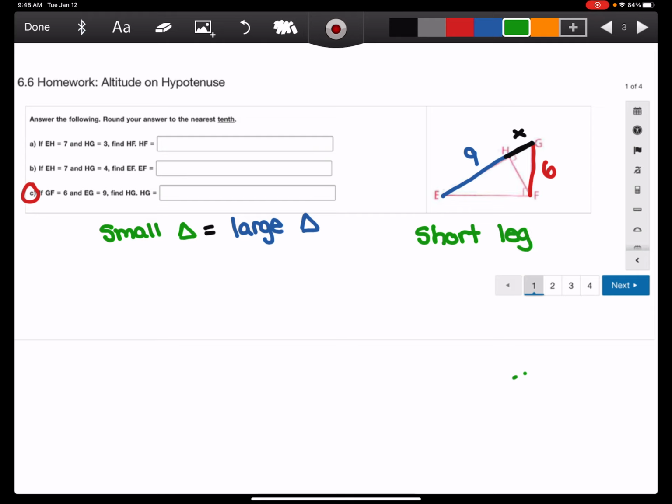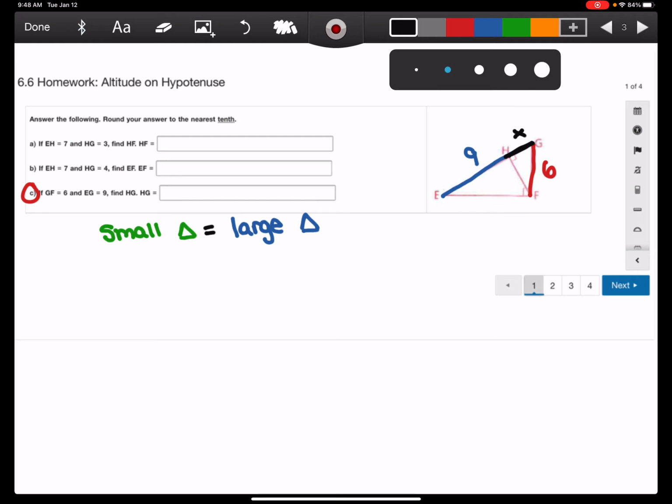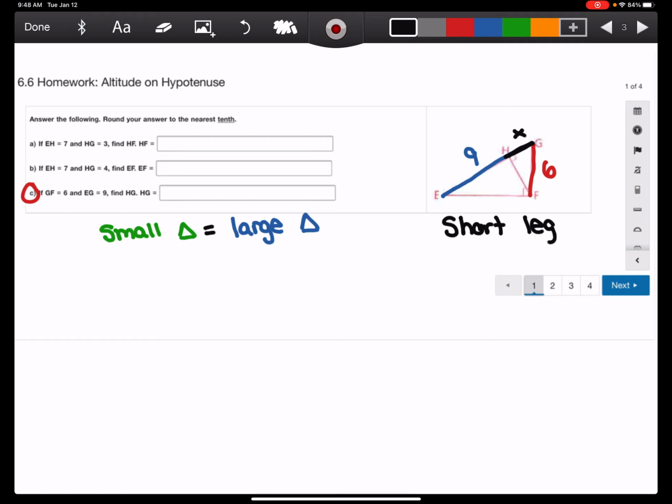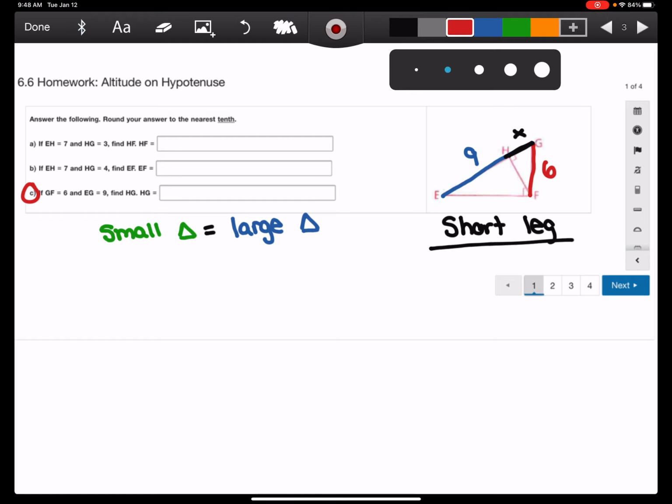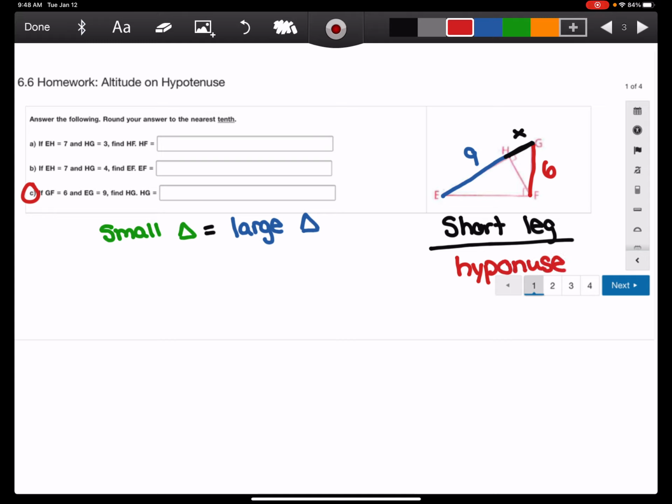And then let me go ahead and, well, I don't think I can change that color, but let me go ahead and do that. So we have our short leg, which is x. And we also have our hypotenuse, which is 6, because that is opposite the right angle. So therefore, we're given the short leg and the hypotenuse. I spelled that wrong, I'll just leave it as hypo.